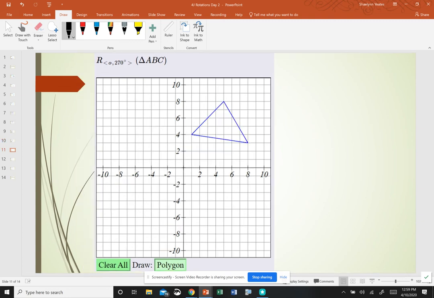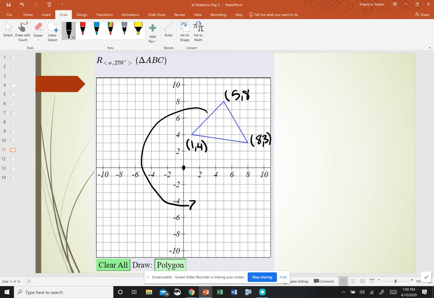All right, let's try this next one. So this one's going to be a rotation of 270 degrees. So we're starting here, and I want to rotate it all the way so it's over in there. So I want to make this box look the same as that one. So first off, I'm going to write the point. So this is 1, 4. This is the point 5, 8. And this is the point 8, 3.